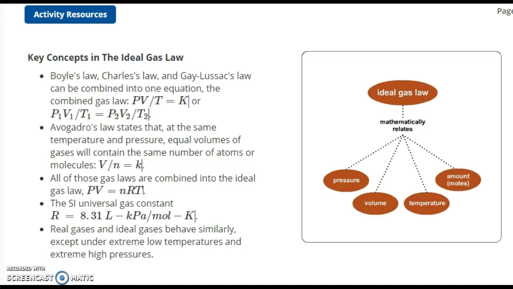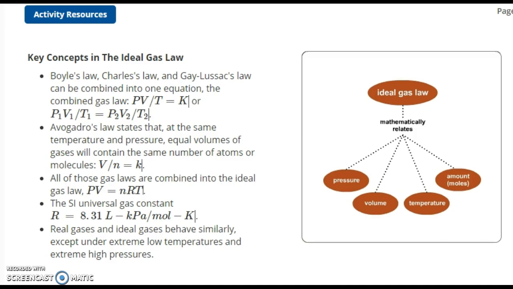Avogadro's law states that at the same temperature and pressure, equal volumes of gases will contain the same number of atoms or molecules. So volume divided by the number of moles equals a constant K. All of those gas laws are combined into the ideal gas law, PV equals nRT. The SI or metric universal gas constant is R equals 8.31 liters kilopascals per mole Kelvin. And of course, if we use atmospheres instead of kilopascals, then we have a different R value.